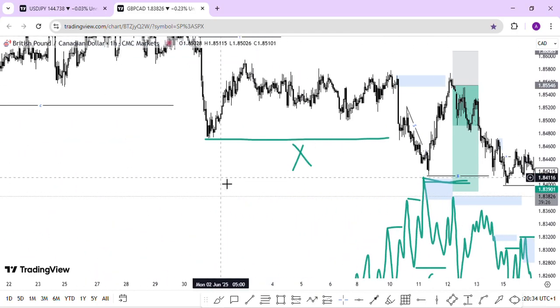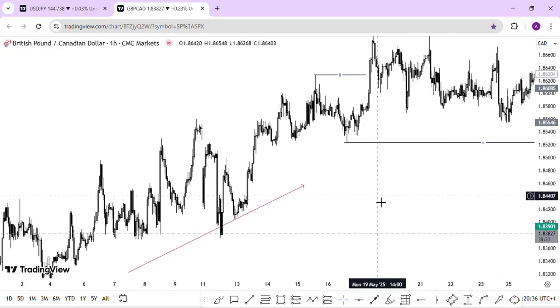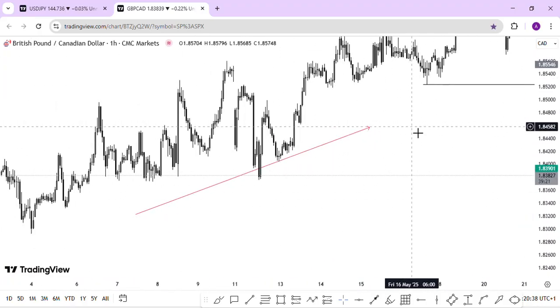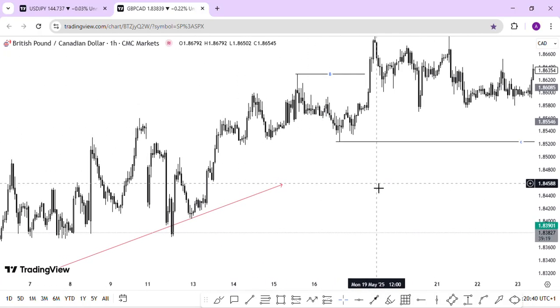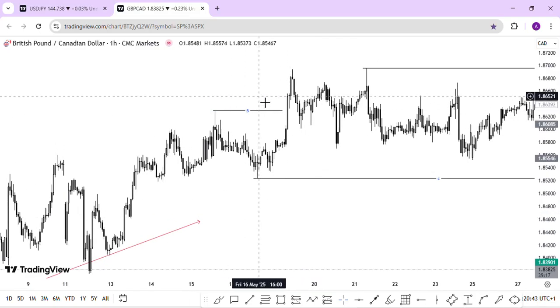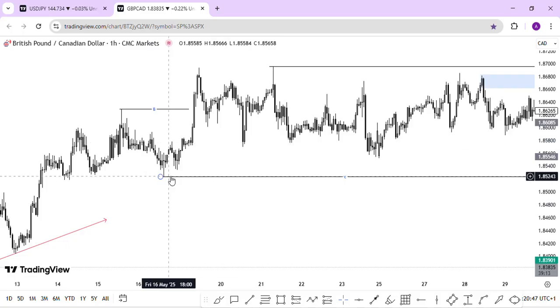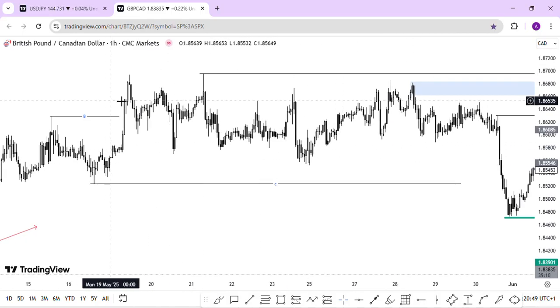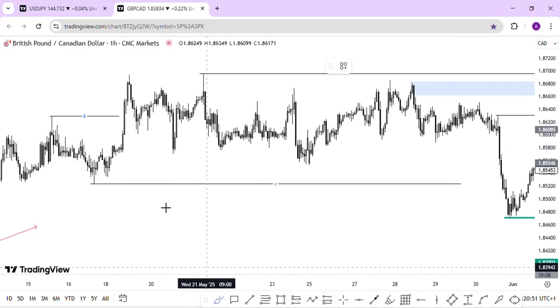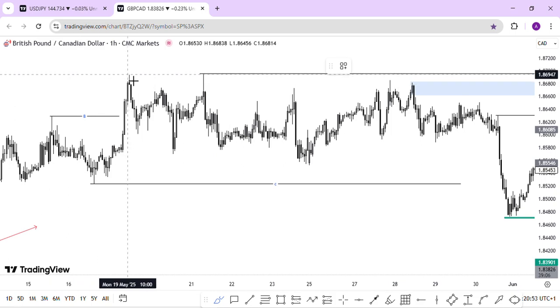So let me explain. Let me go into this chart. And as you can see, market was giving us a bullish momentum, and at the end of the day, this is the last break of structure that we have, and it means that this low must be protected. But see what happened. Market refused to break above here.